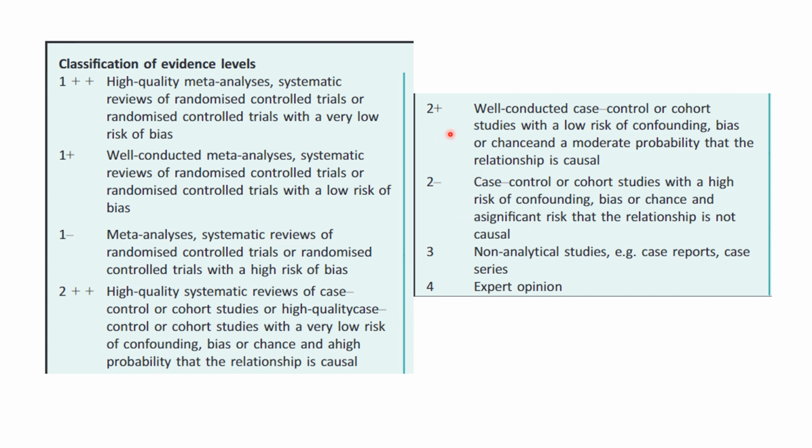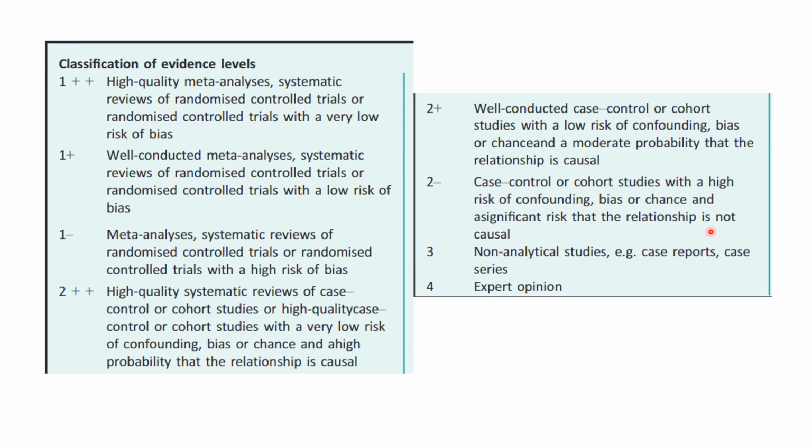A 2+ level of evidence means that it is a well-conducted case control or cohort study with a low risk of confounding, bias or chance, and a moderate probability that the relationship is causal. And then 2- is the same, except that there is a high risk of confounding, bias or chance, and significant risk that the relationship is not causal.